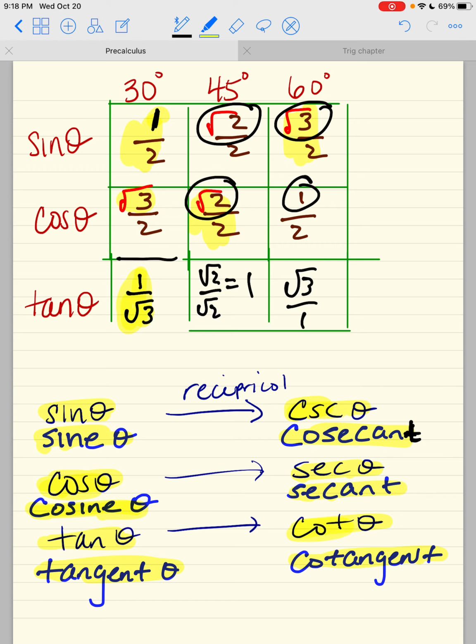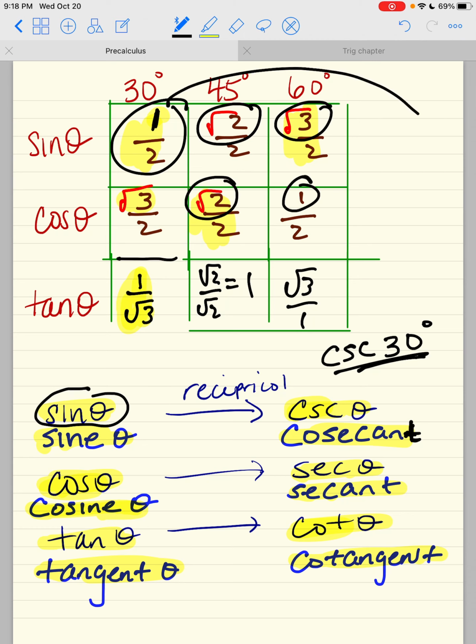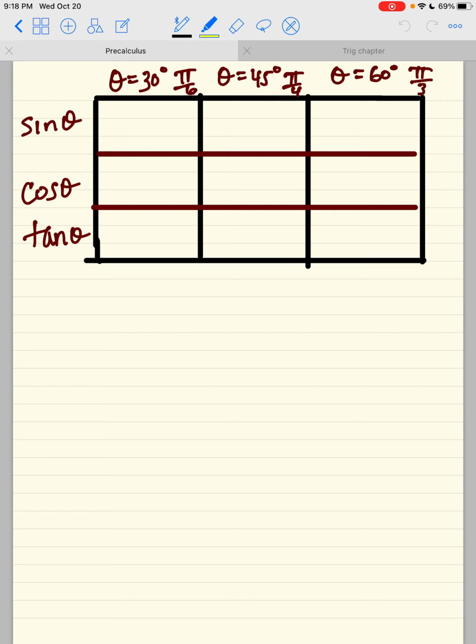Okay, so the reciprocals. So if you're asked for what is the cosecant of 30 degrees, and we'll do some practice on this. What you do is you say, I don't know, but I do know what the sine of 30 degrees is, 1/2. And all I have to do is flip it. That's all. So that's why you need to make sure that you have this, okay?